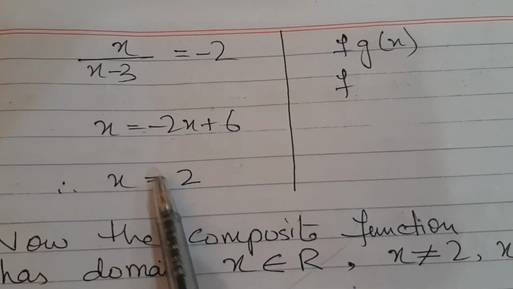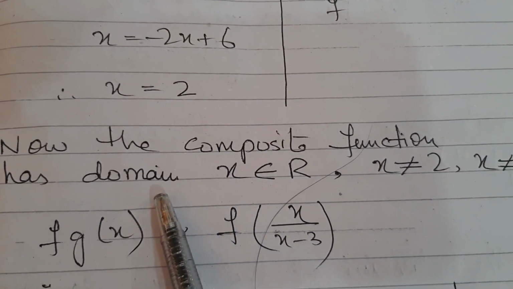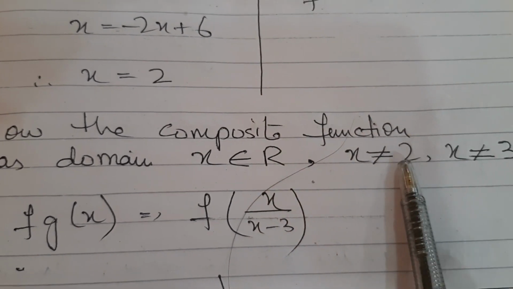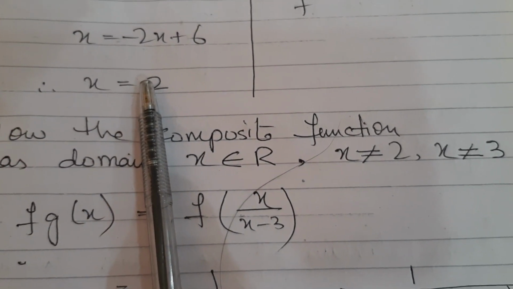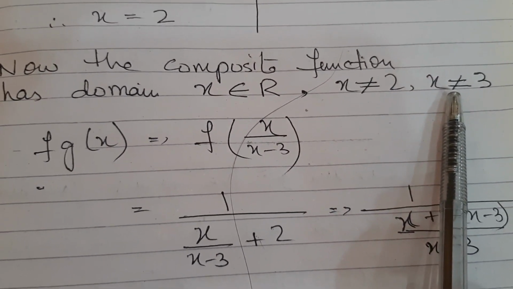It is 2. So now the composite function has domain x belongs to real numbers, but it cannot be x equals 2, or it cannot be x equals 3. Now why did I write 3?